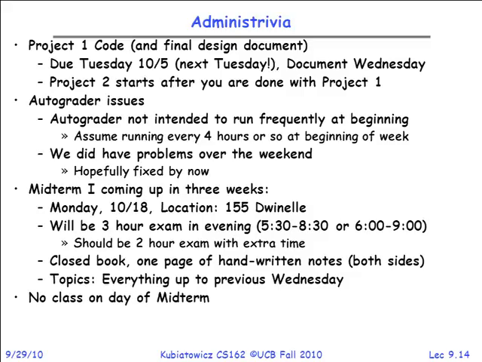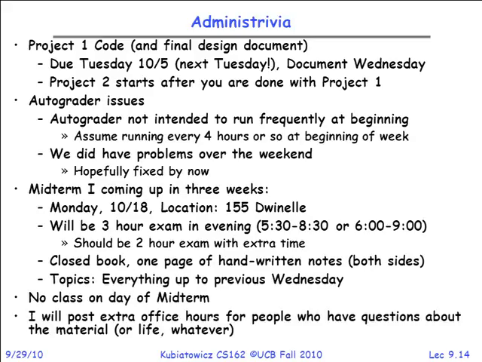Okay. I think that's all I had in Administrivia. Any other questions? Okay, and I'll post extra office hours as we get closer. Okay, so I want to do 2 things in the remainder of the class.